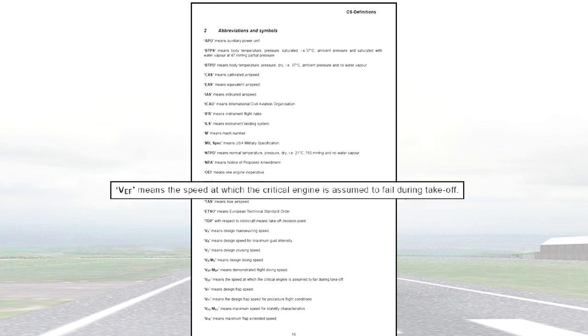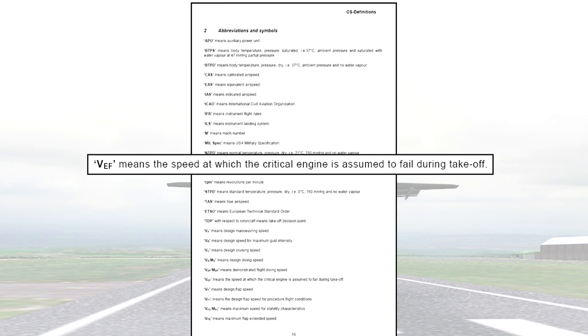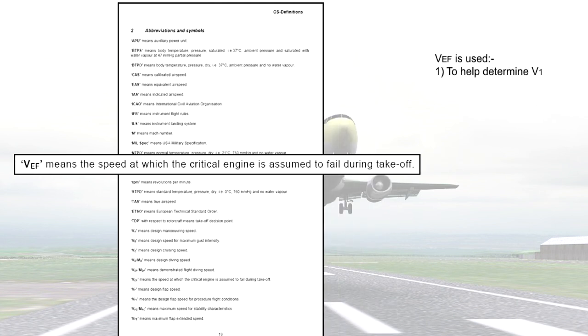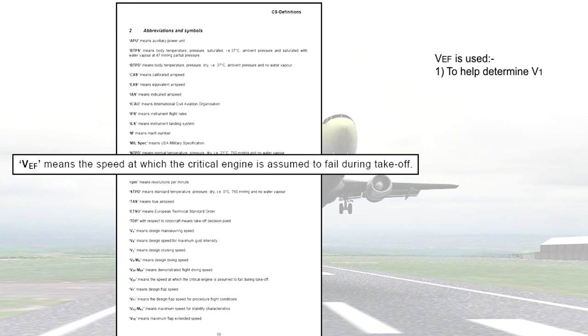The speed VEF is a rather strange one. As per the certification specification definition, VEF means the speed at which the critical engine is assumed to fail during takeoff. VEF is selected by the aeroplane manufacturer for purposes of certification testing, primarily to establish the range of speeds from which V1 may be selected, and secondly, to help determine the accelerate stop distance required.